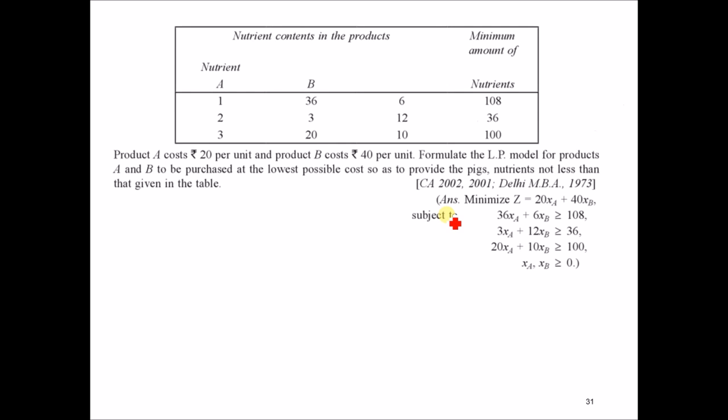The problem is given in the form of a table. The minimum amount of nutrient is required, so it is a minimization problem, and the cost is also given: 20 per unit of A and 40 per unit of B. So this will be the objective function, and these will be the constraints: 36 xa plus 6 xb greater than or equal to 108, 3 xa plus 12 xb greater than or equal to 36, 20 xa plus 10 xb greater than or equal to 100, and xa, xb should be greater than or equal to 0.